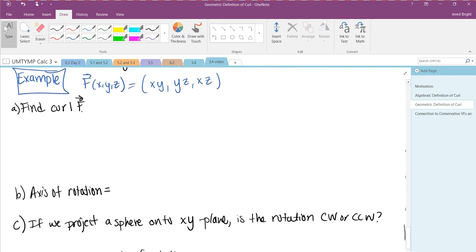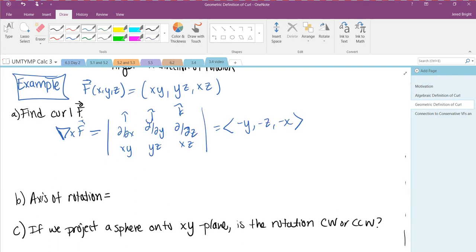Okay, 3D vector field. We want to find the curl. So I want you to pause the video and do it yourself. And so here's what I got for the curl: minus y, minus z, minus x. Okay, and then going through these other questions about the axis of rotation.